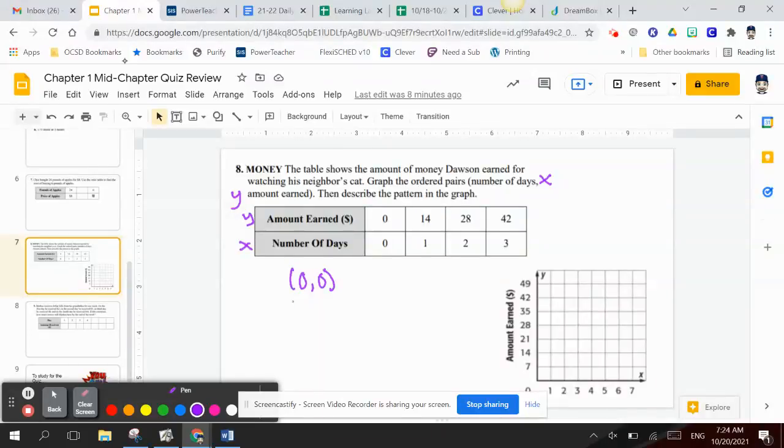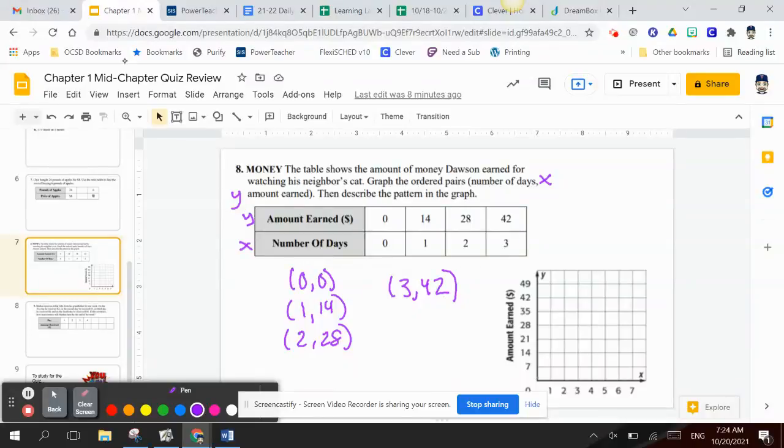I'm going to have 1, 14. I'm going to have 2 and 28. And I'm going to have 3 and 42. So you have to show me those ordered pairs. Now I can go down here and graph.